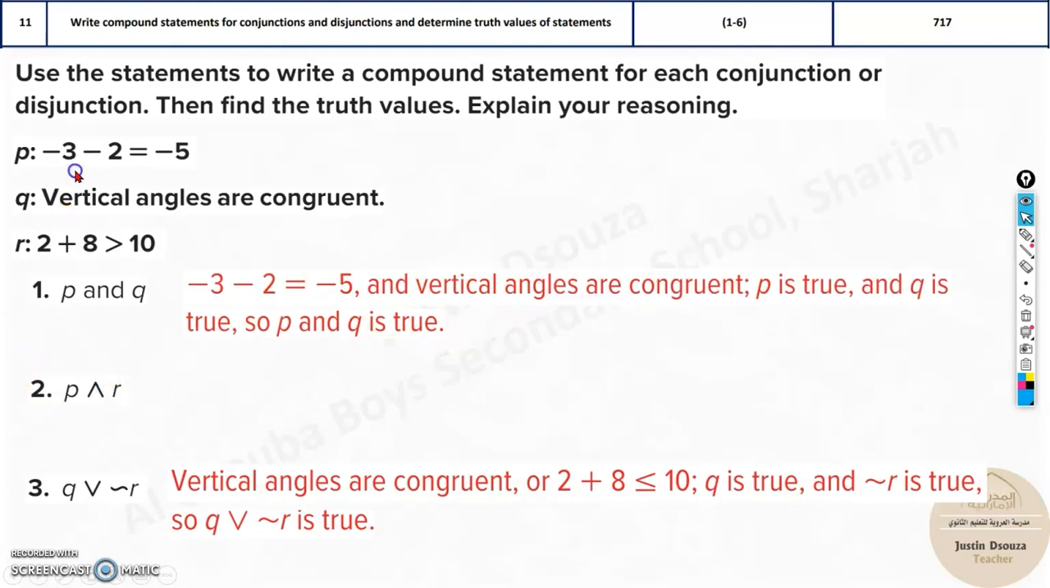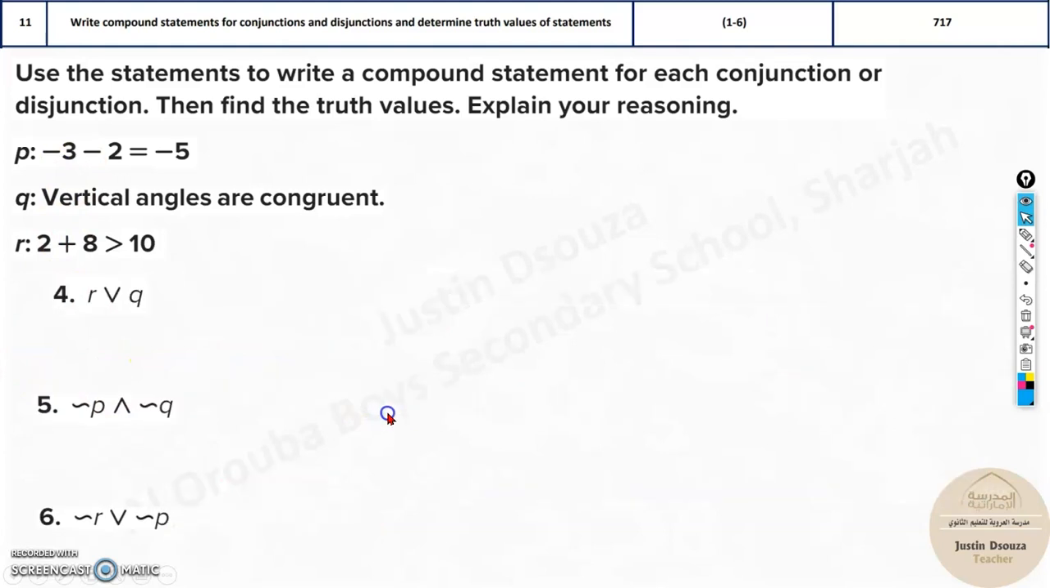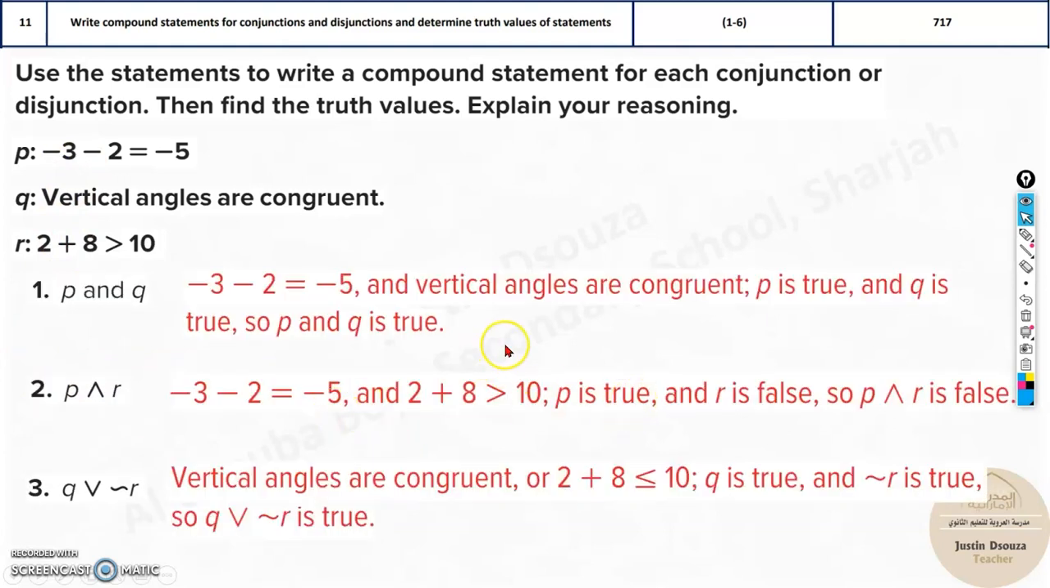What about P or R? Sorry, this is not or, it's and again. So again, for and, both must be true. Here you're telling R is false, isn't it? P is true, but R is false. So it's false. Look at the symbol. I just got confused. I thought it was or. This symbol, right? It's and. Both need to be true. Only then it is true.